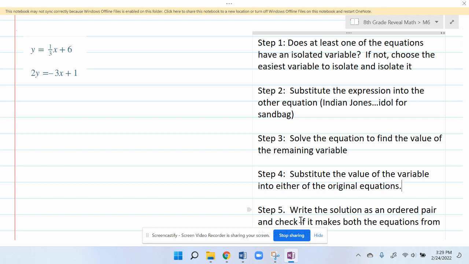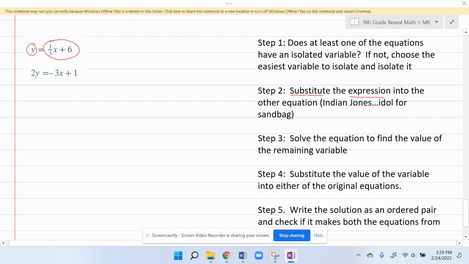All right, let's read the first step. We ask ourselves, does at least one of the equations have an isolated variable? We look over here, we say yes. So we don't have to do this next part. It says, if not, choose the easiest to isolate and isolate it. So we don't have to do that part. So we can skip right to step 2. It says, substitute the expression into the other equation.